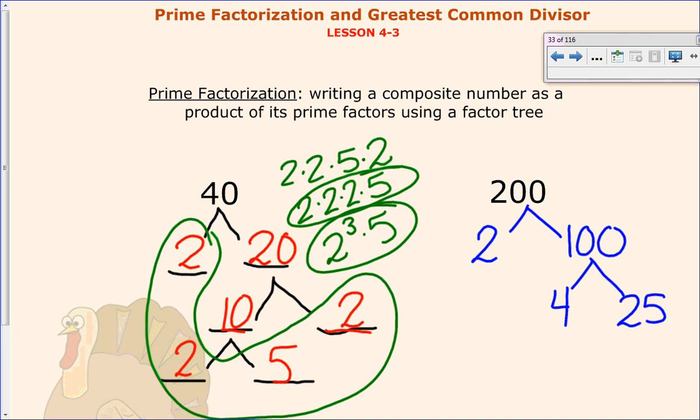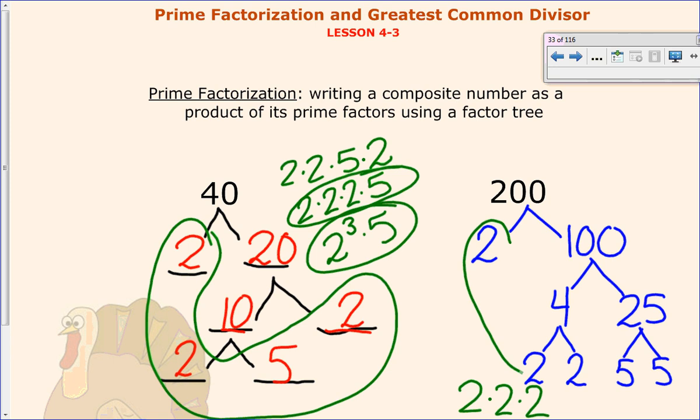Then I take a look. Well, 4 is not a prime number. That's composite. 4 can be broken down into 2 times 2. All right, and then we look at 25. Well, 25 can also be broken down into 5 times 5. So my answer here is 2 times 2 times 2, because I have all these 2's, and then times 5 times 5. That would be my answer. Or again, if I wanted to write with exponents, 2 cubed times 5 squared.